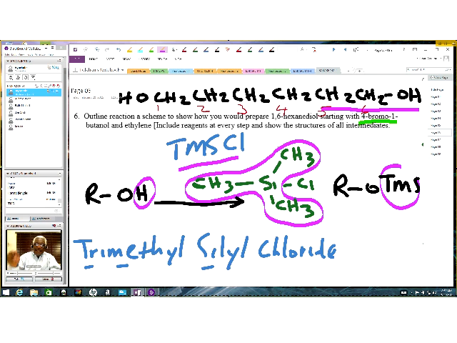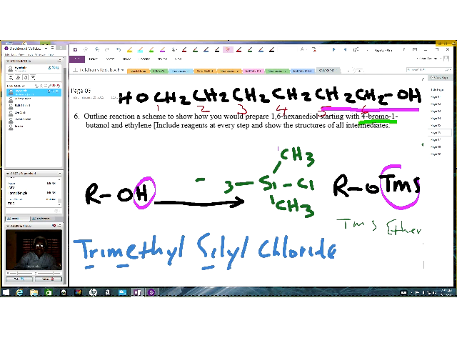So now let us go back and do the synthesis that we need to do. So far, what I've told you is that to protect any alcohol or hydroxy group, react it with TMS chloride to form the TMS ether product. Once you form that, then you can do your Grignard reaction.